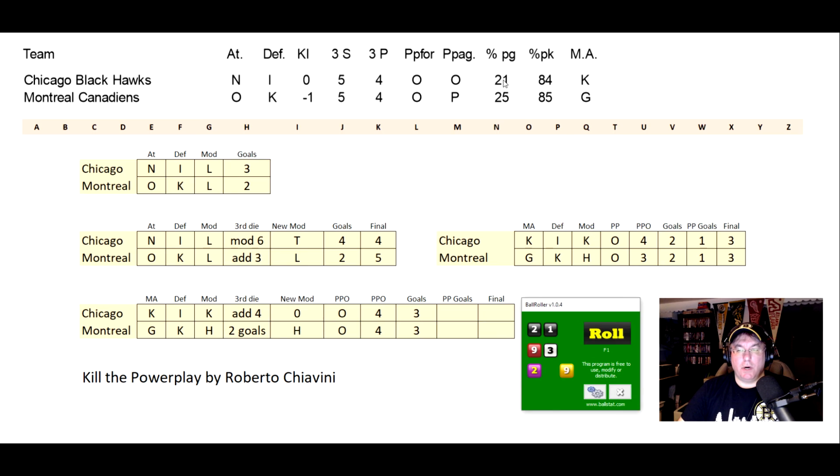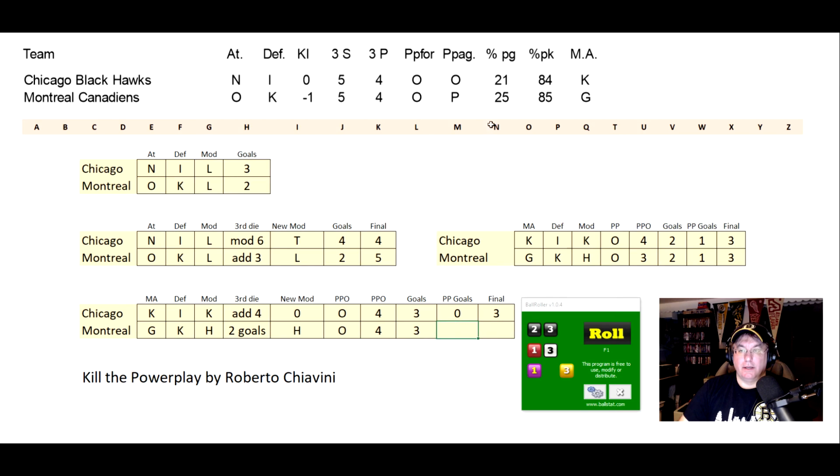So 21 or less for Chicago on the first roll. 49. Nope. So now they need an 86 or higher because they're going against Montreal penalty kill. Nope. Go back to roll 3. 21 or less. Nope. And they need an 86 or higher. Nope. So they get no power play goals. So their final score is 3 goals.